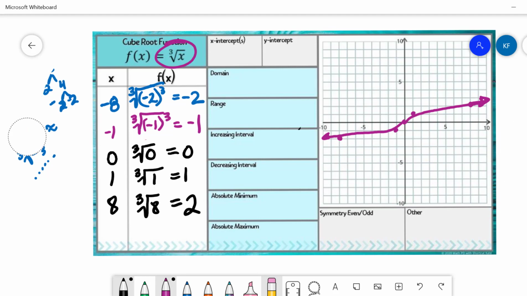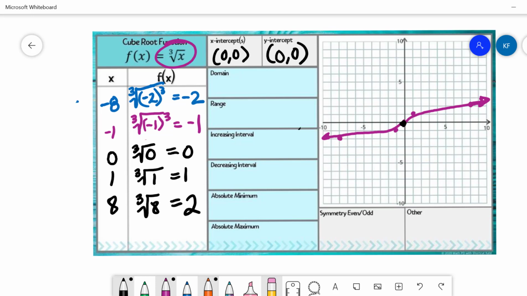Okay, now we're going to go through and do all the analysis. So here's the x-intercept. Y-intercept happens to be the same. Of course, this doesn't always happen. It's just in these parent functions. Okay, so then the domain includes all the x's. And if you look at these here, it's going to go all the way across, all the way across because of these arrows. So that is the domain.